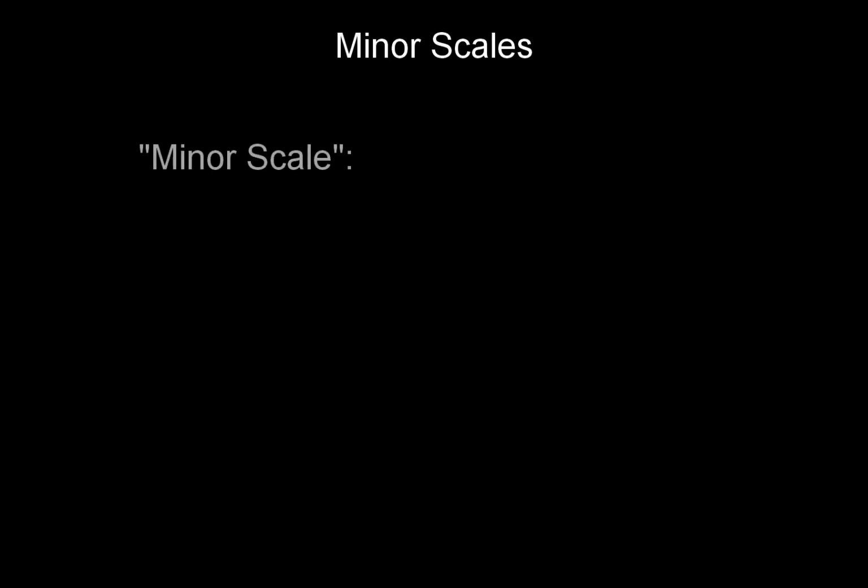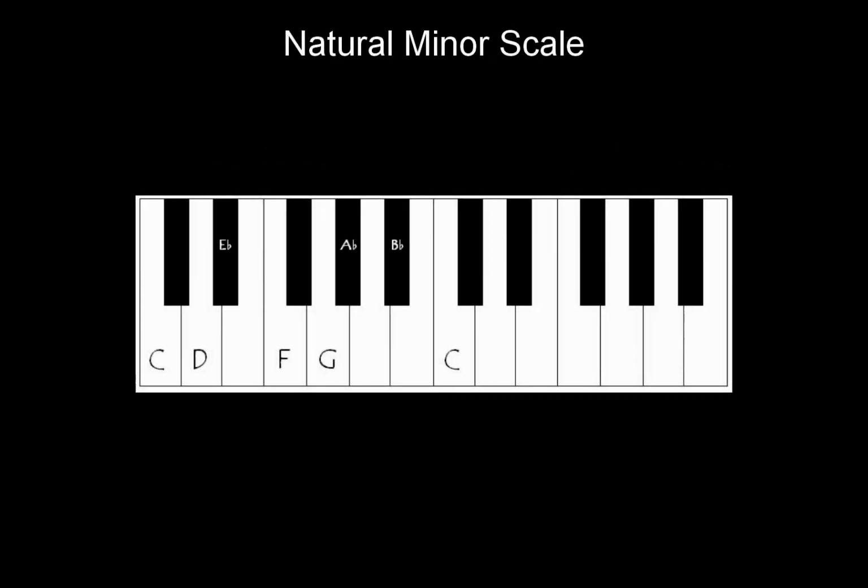The phrase minor scale refers to several different scales, each with a unique note pattern and sound. The first type of minor scale is the natural minor, also called the pure, pop, and Aeolian minor scale.